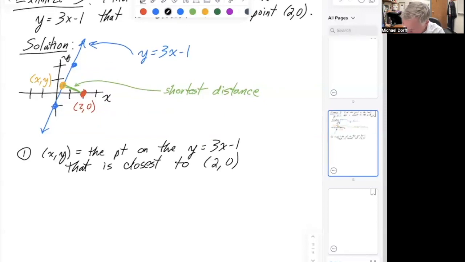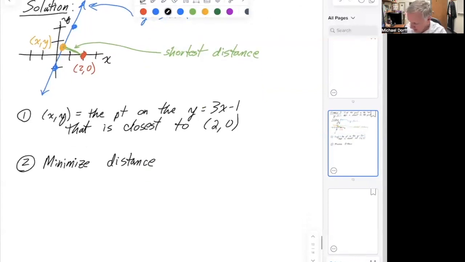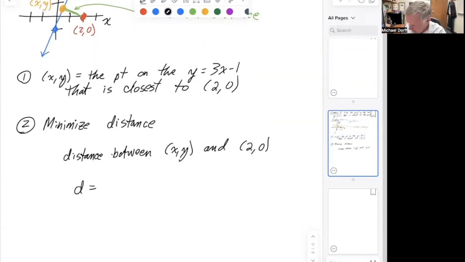Now I need to find a function that would represent what I'm trying to minimize. This time I'm trying to find the shortest distance, so I'm trying to minimize the distance. Well, what is the formula for the distance between 2 points? So distance between the points X, Y and 2, 0 is given by this function here. It's X minus 2 quantity squared plus Y minus 0 quantity squared, and I take the square root of that.